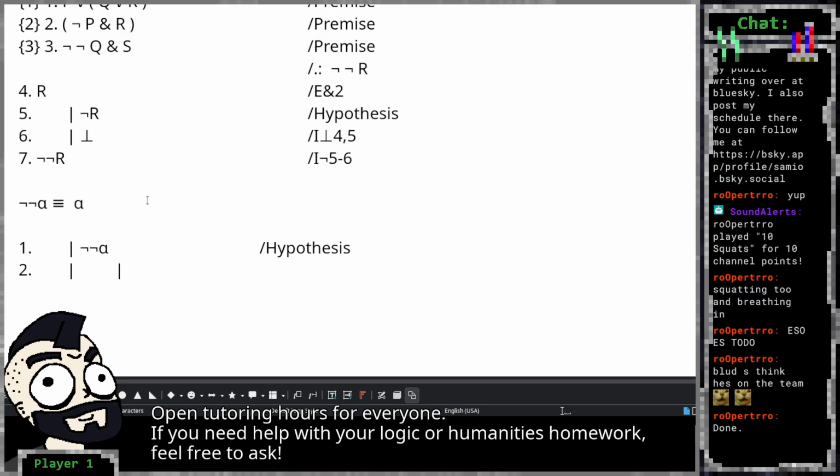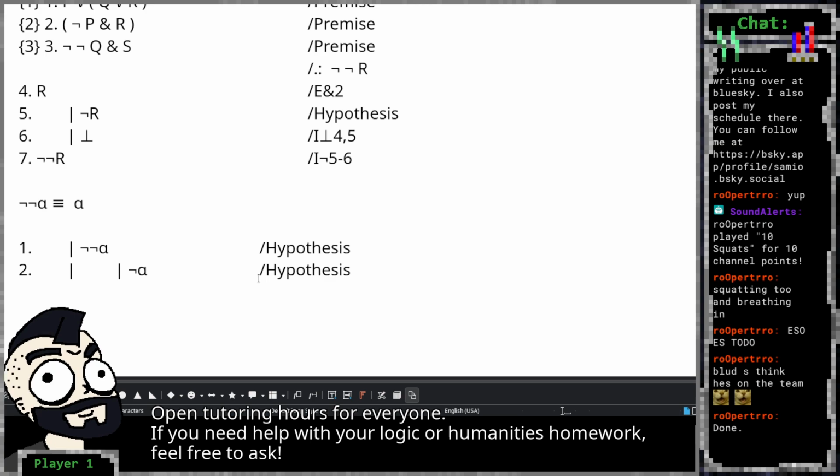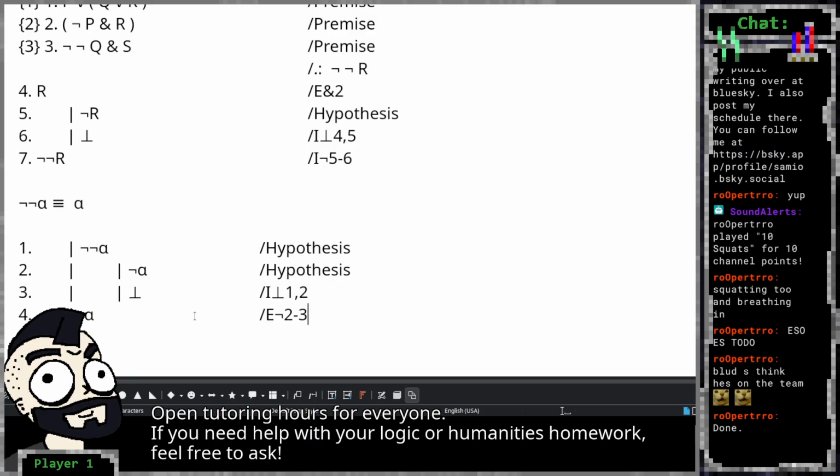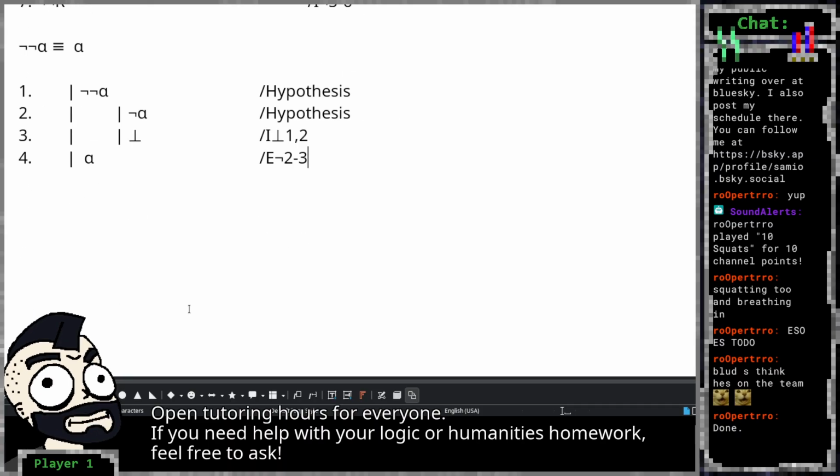Okay, well, if I want a formula without a negation, I will just use negation elimination. So in 3, I have a contradiction. So I have introduction of the contradiction of 1 and 2, which means that in 4 I have alpha by elimination of the negation that goes from 2 to 3. And that's it. I have my first subproof done.